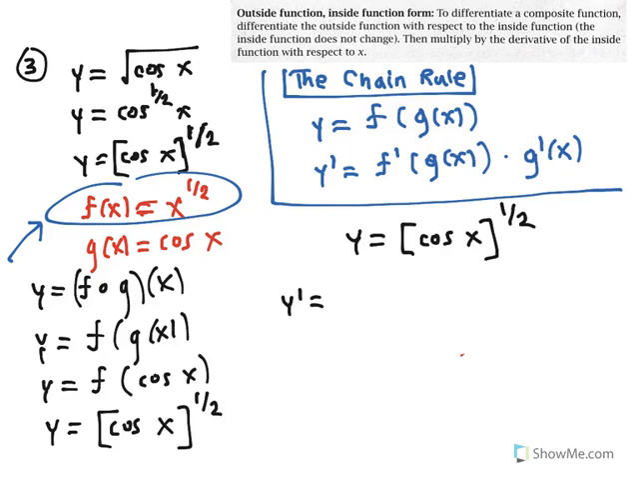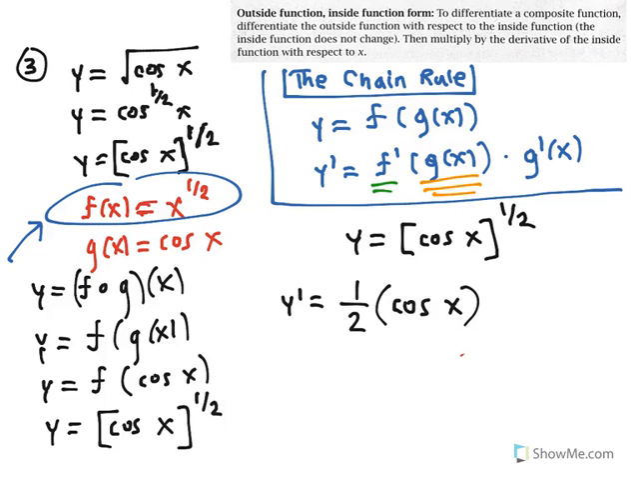Bring the exponent of 1/2 to the front. So we're going to have 1/2. Normally you would write x here, right? But the chain rule says find the derivative of the outside function and evaluate that at the inside function. So normally you would write x, but here we have to write the inside function, and you're going to write cosine x because that's our inside function.